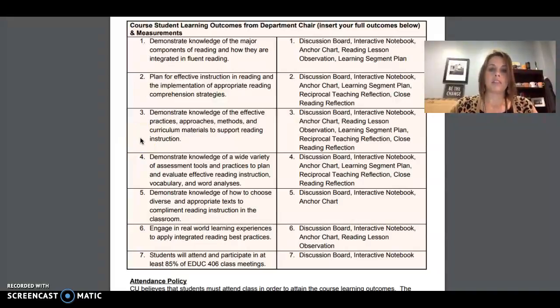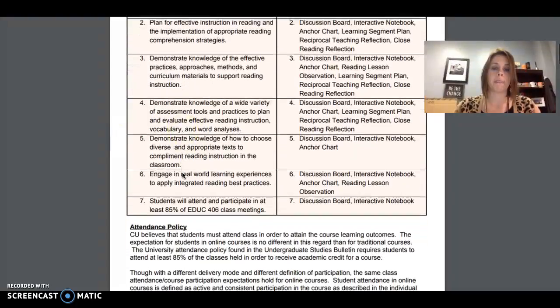Also, to demonstrate knowledge of effective practices, approaches, methods, and curriculum materials. Also demonstrate knowledge of a variety of assessment tools. It's tricky sometimes to assess reading comprehension, and so we'll have some effective tools and resources for you to put into your toolbox so that you're able to assess reading comprehension in your classroom.